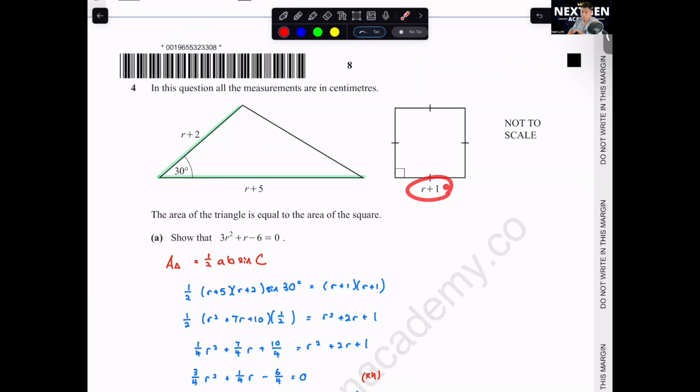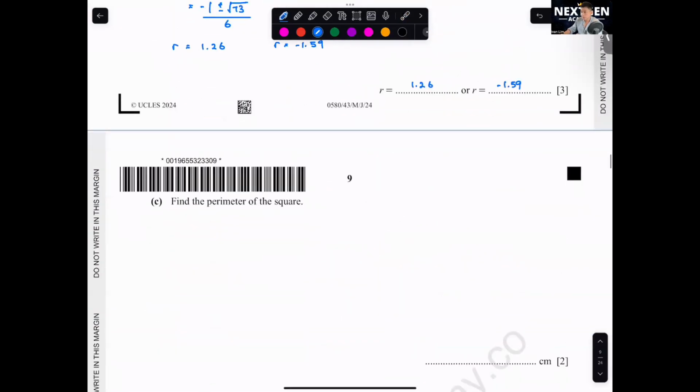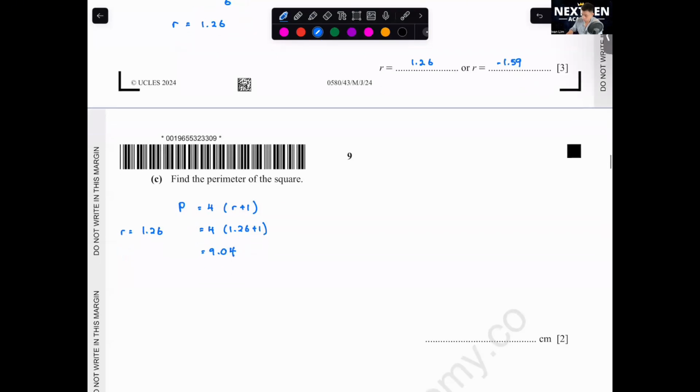So you all look back at the values. The r values are 1.26 and negative 1.59. If I substitute negative 1.59 here, plus 1, I will get a negative length. There's no such thing as a negative length. So the only possible r that I can use over here is the positive one, which is r equals 1.26. So your perimeter is equal to 4 times r plus 1, or you can write r plus 1 four times also. The r that we're going to use is 1.26. Substitute into here, 1.26 plus 1, which will get 9.04.